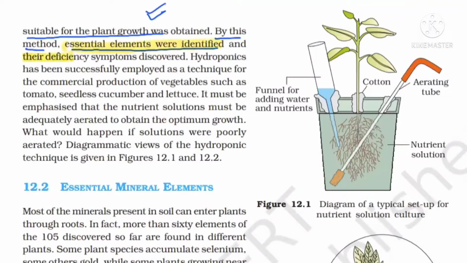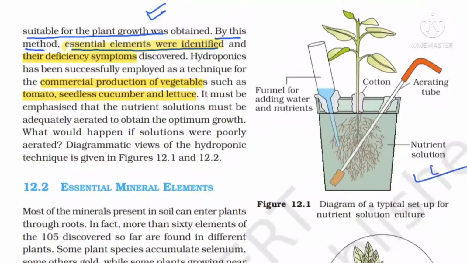We identified the deficiency symptoms also. And later on, we use this technique for the commercial production of vegetables like tomato, seedless cucumber, and lettuce. Is it clear, beta? Now, the main thing in this case is that the nutrient solution you are taking should be properly aerated, because roots need to respire. If cells are not respiring, cell death occurs because of the anaerobic condition, and then obviously you are not able to identify the role of mineral ions, because when the plant is dead, you cannot study anything.